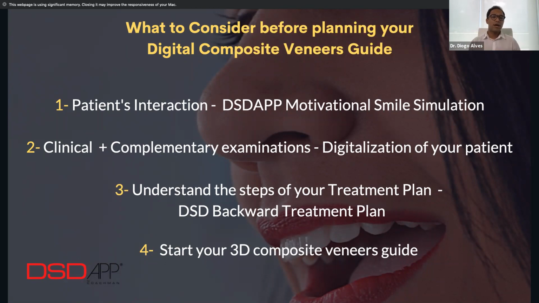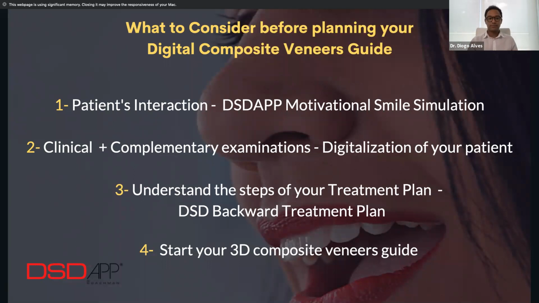The first thing to do is to create a patient interaction. By patient interaction, I mean that you should do a DSD app motivational smile simulation. That is something you can do with your iPhone, and I will show you here how. As you're talking to your patient, you can understand what they are looking for, or you can create something they weren't even expecting by designing a smile over the patient's photo within a minute. That's the first step for you to understand what your patient wants.